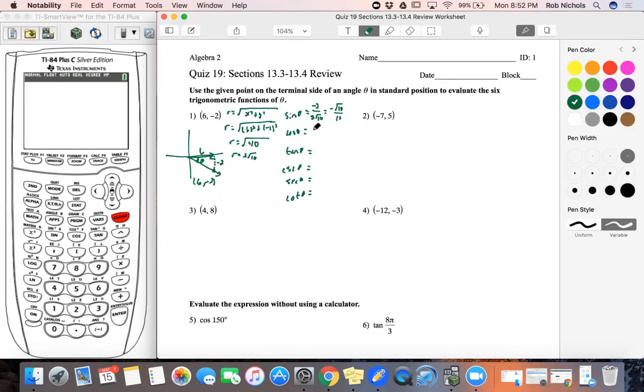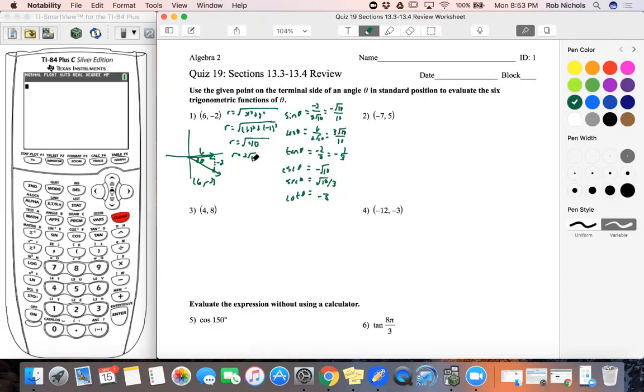Cosine of theta is x over r, so you have 6 over 2 root 10. When you simplify, you have 3 root 10 over 10. Tangent is y over x, so -2 over 6, which equals -1/3. And then we are going to flip these. Cosecant is the reciprocal of the sine, so that's where we get negative the square root of 10. Secant is the reciprocal of the cosine of theta, so we get the square root of 10 over 3. And the cotangent will be simply -3.